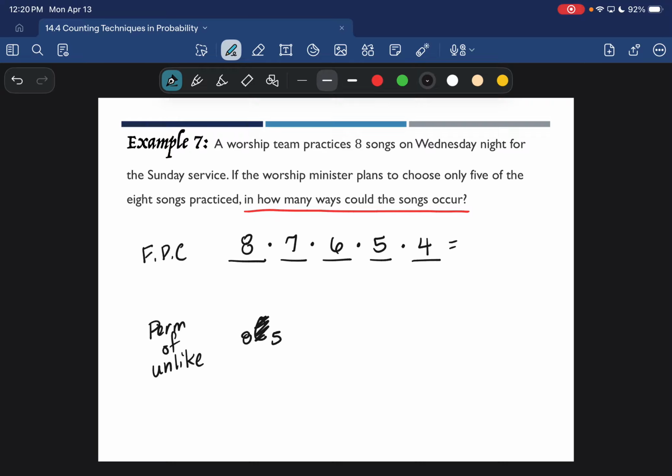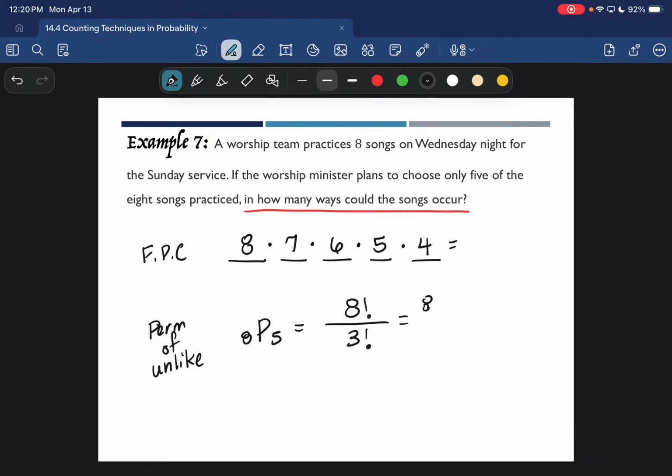I didn't mean to put a C there. I'm sorry, I meant to put E there. Fix that if you have that written down, I'm sorry. 8 songs I'm choosing from, 5 that I'm choosing. So I have 8 factorial on top because that's the number I'm choosing from. And then on bottom, it's the number I don't choose. So 8 minus 5 or 3 factorial. There are 3 songs that are not chosen.